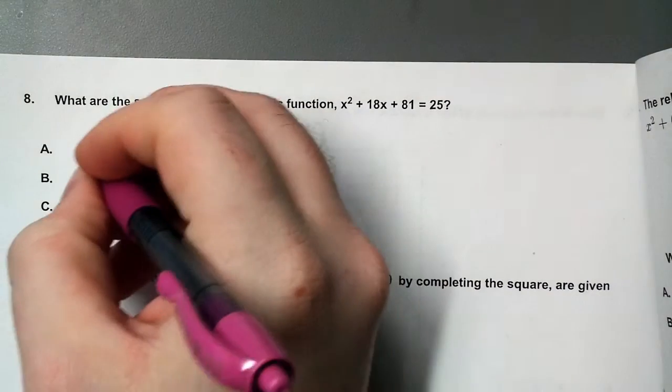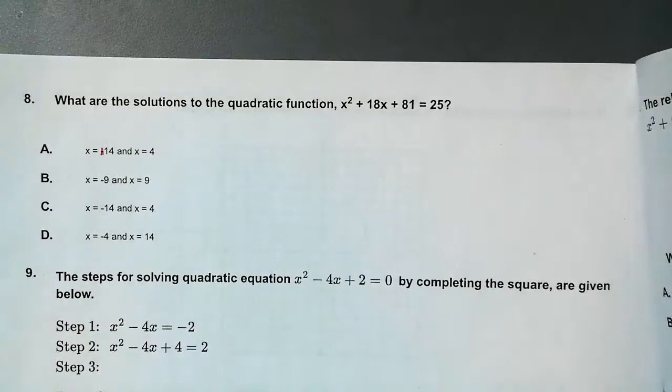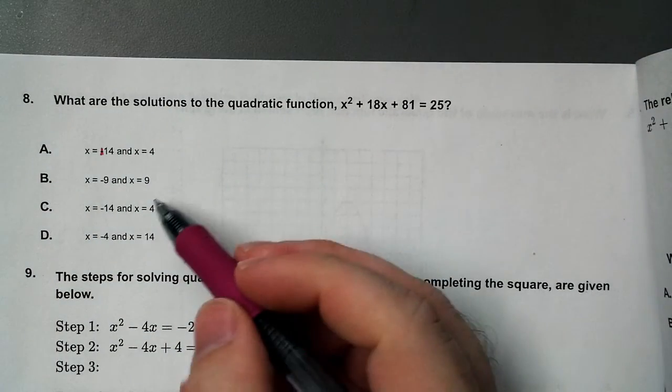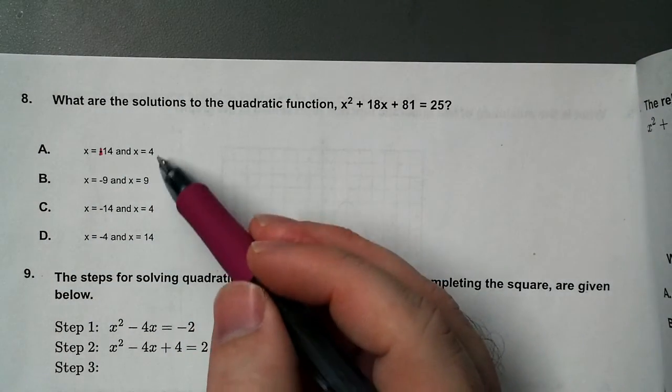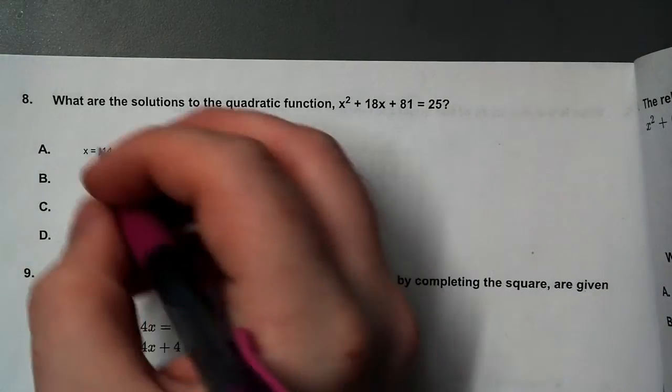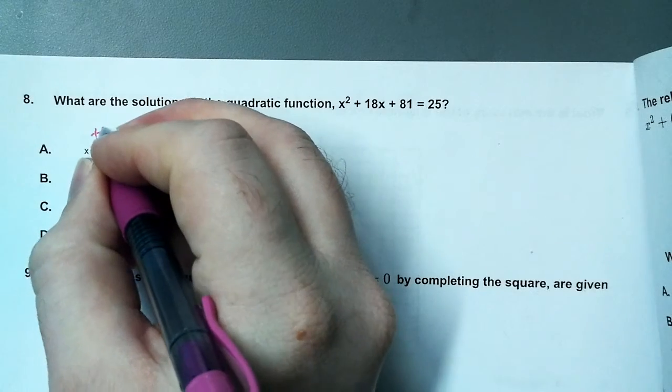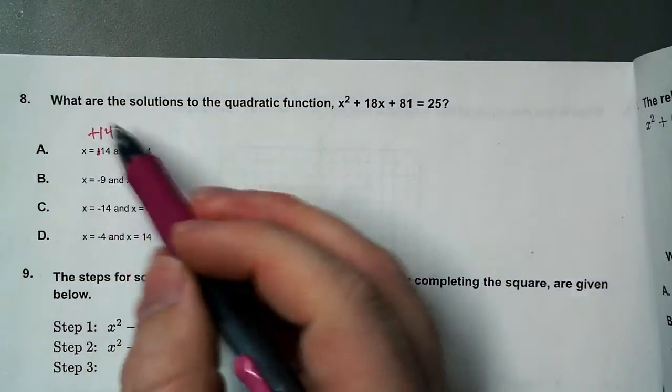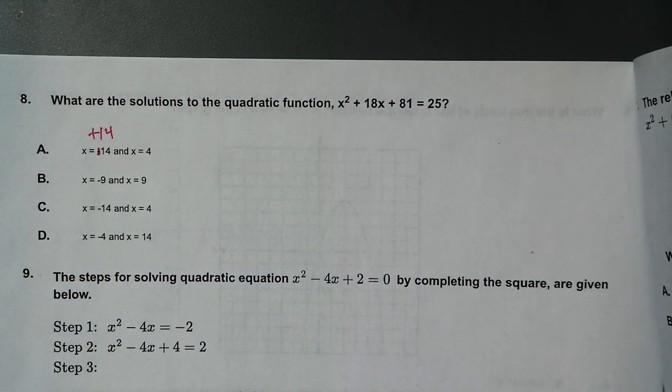The one error on this test when we printed it out was on selection A of number 8. This should say positive 14 and positive 4, or else it would be the same as the answer for C. So for A, change that to plus 14, and if you want to write it like this, plus 14, that's fine. But that was the only error on this test. Everything else should be fine.